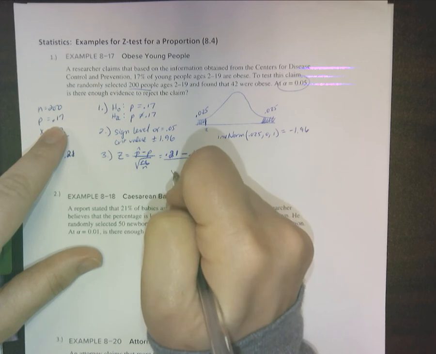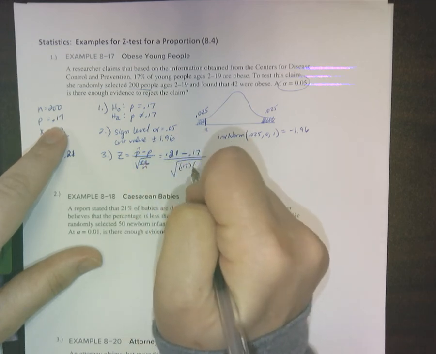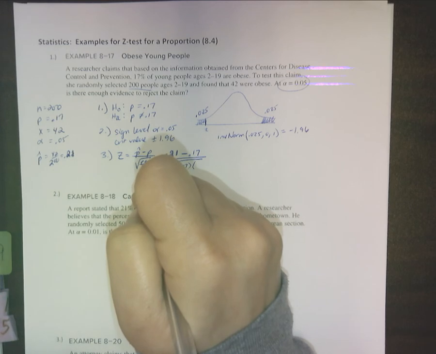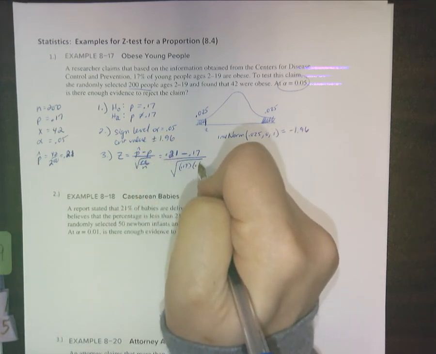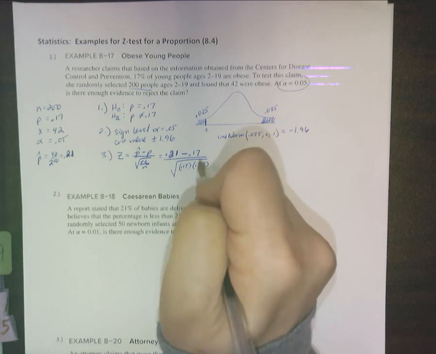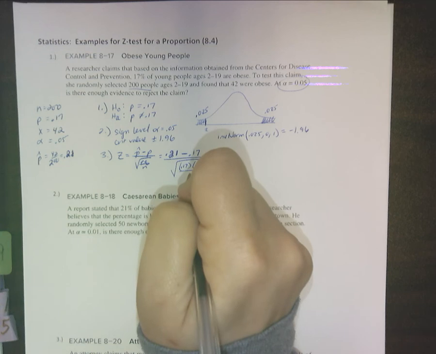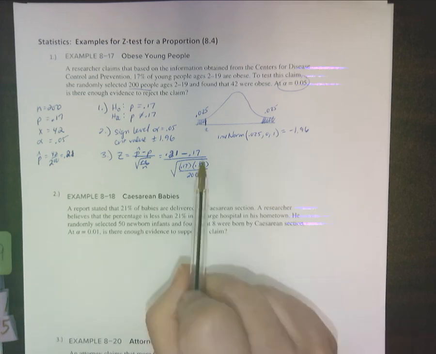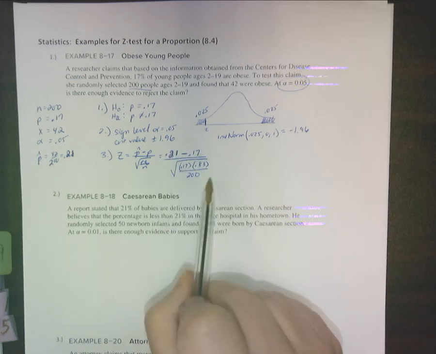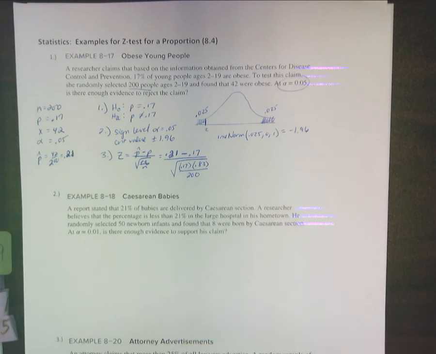Divided by the square root of P, 0.17, times Q. What's the Q? Well, about 0.83. Remember, these two together make 100% or make one whole. And then divide by your N, which is 200. Now, real quick, you really don't need to figure this out. You could, but your calculator is going to give you this information in a moment. I'm going to show you how to do that.